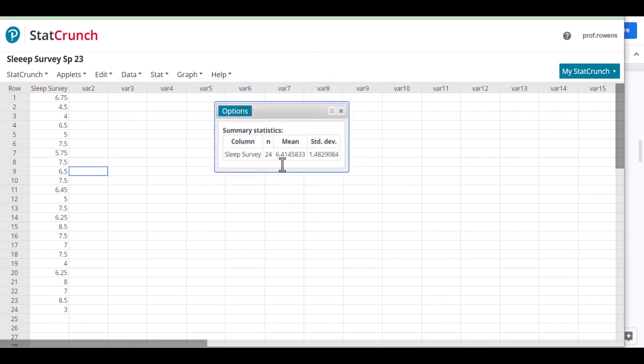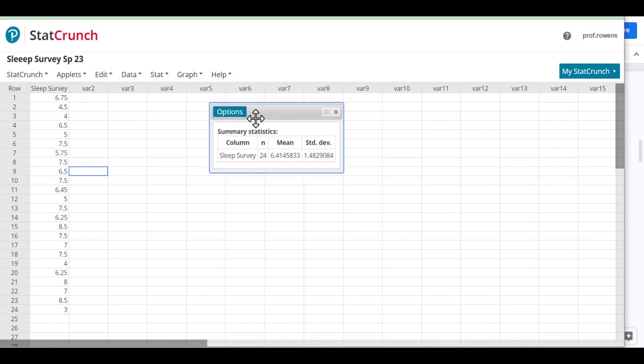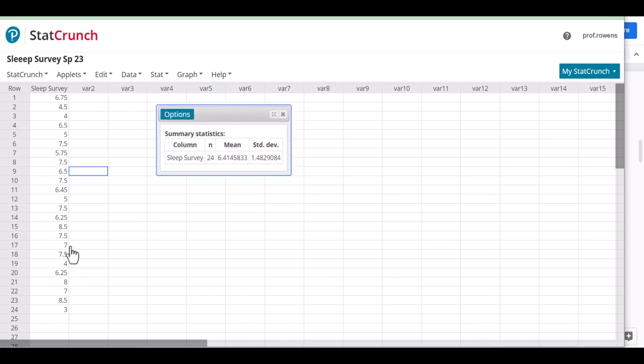It gives us our data. So the mean is 6.414 and the standard deviation is 1.48. So the mean number of hours that you guys slept the night before taking the survey was 6.4 hours, with a standard deviation of 1.48 hours. This tells us the information that we need.